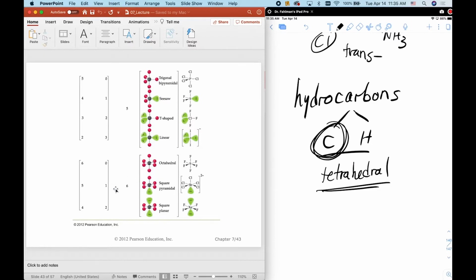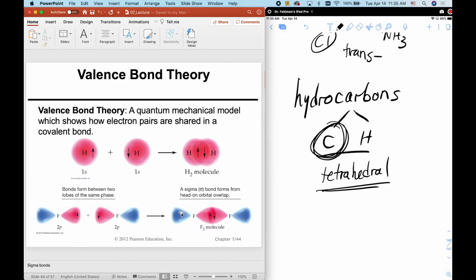And then with 6 electron pair domains, if you don't have any lone pairs, it's octahedral. Then if you replace with 1, it is square pyramidal. And with 2, it's square planar. Okay, so that is it as far as shapes go.